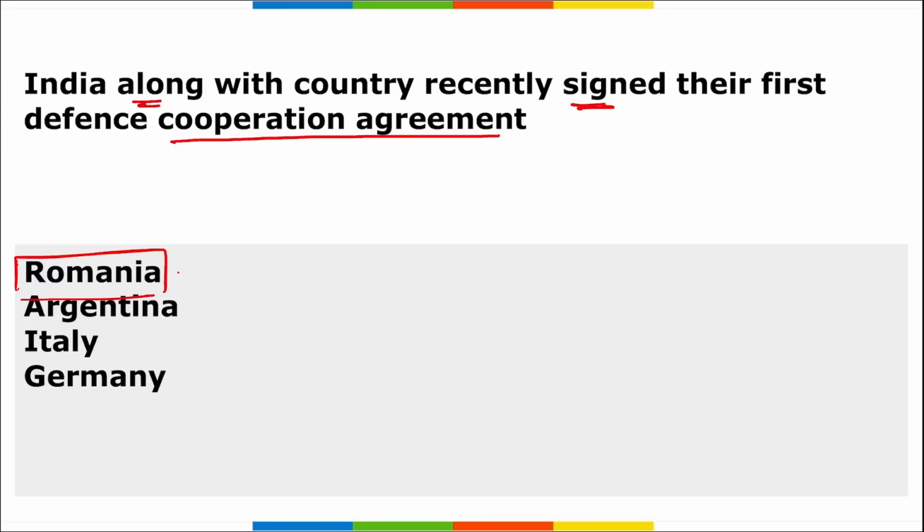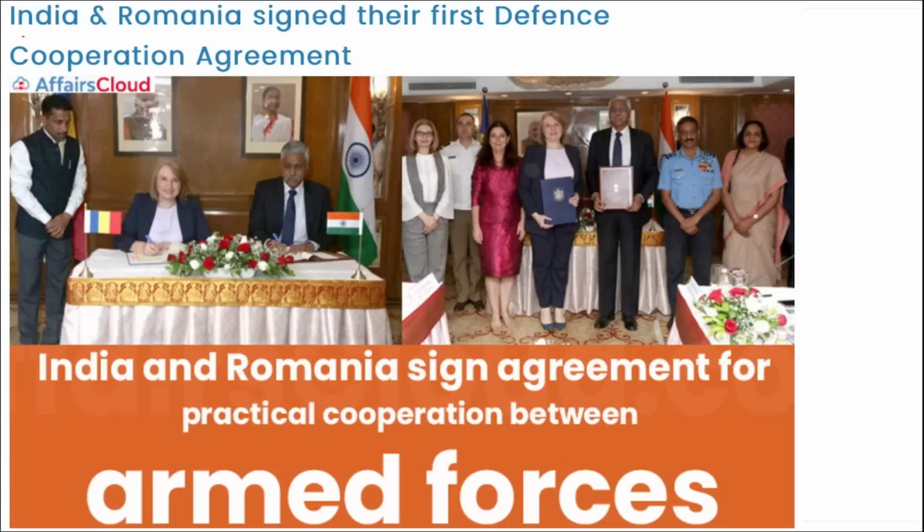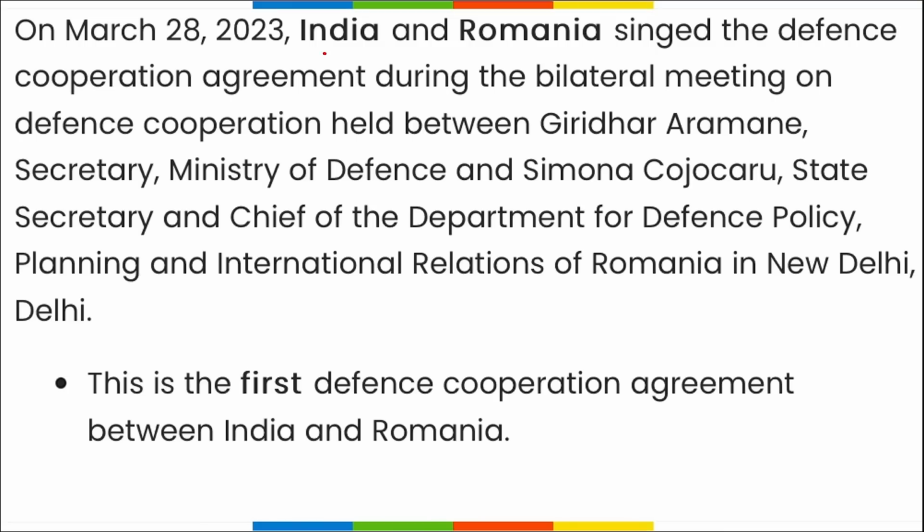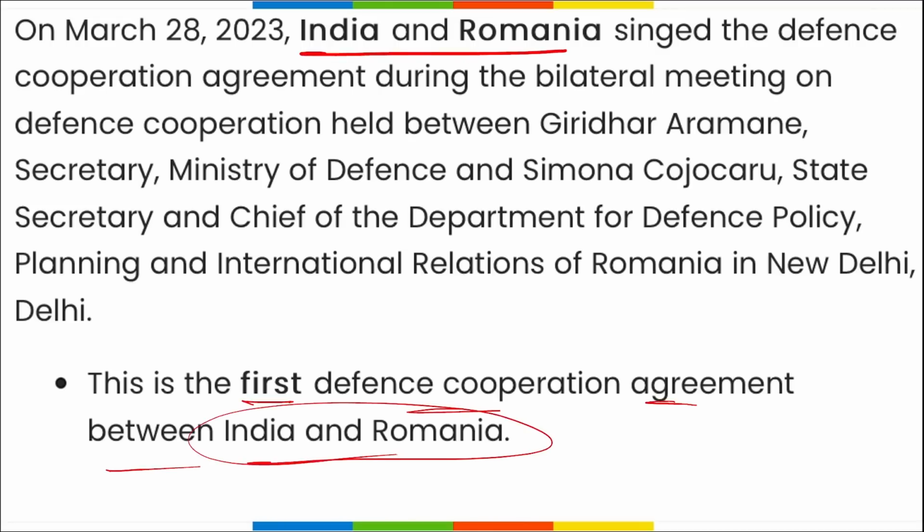So remember, India and Romania have together signed their first defense cooperation agreement. Romania is a part of NATO also. The country that joined NATO recently, the first country to join NATO, is your Finland, and Sweden is also in the pipeline. Here you can see India and Romania signed their first defense cooperation agreement, the first between these two countries.